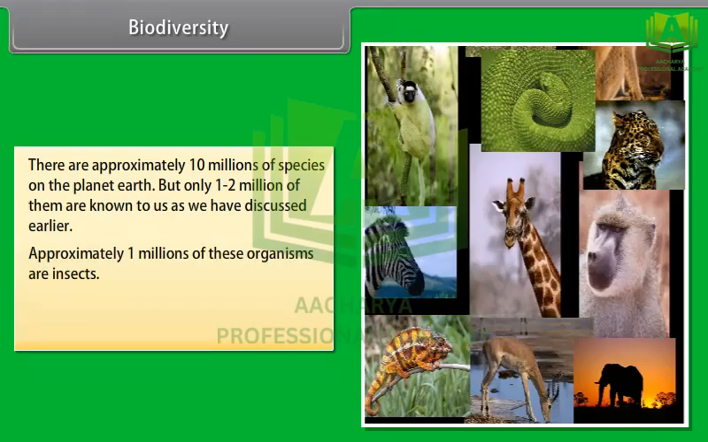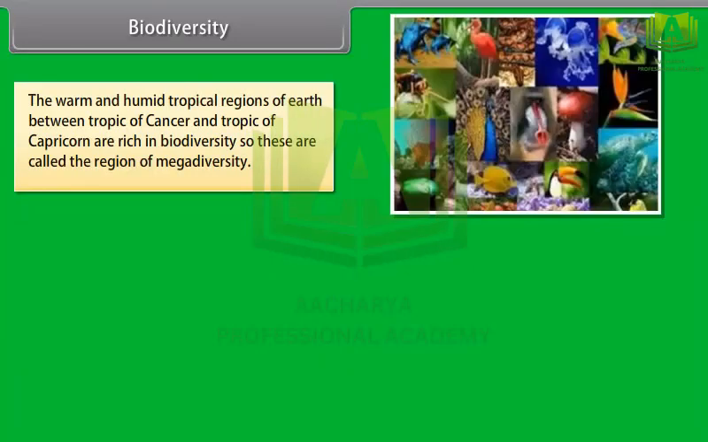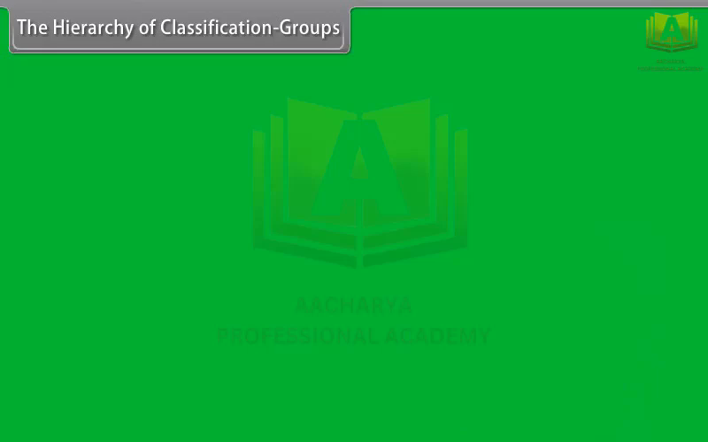Approximately 1 million of these organisms are insects. 50% of these organisms live in tropical rainforests which have still not been explored. The warm and humid tropical regions of Earth between the Tropic of Cancer and Tropic of Capricorn are rich in biodiversity, so these are called the regions of megadiversity. Biodiversity is concentrated in a few countries due to the presence of favorable climatic conditions. About 50% of the planet's biodiversity can be found in countries like Australia, Brazil, Colombia, Ecuador, China, India, Indonesia, Madagascar, Malaysia, Mexico, Peru, and Zaire.